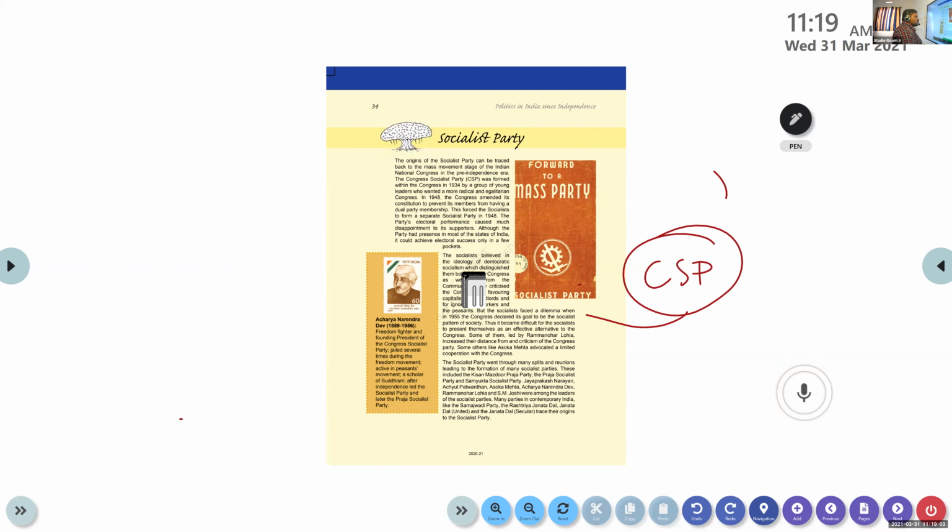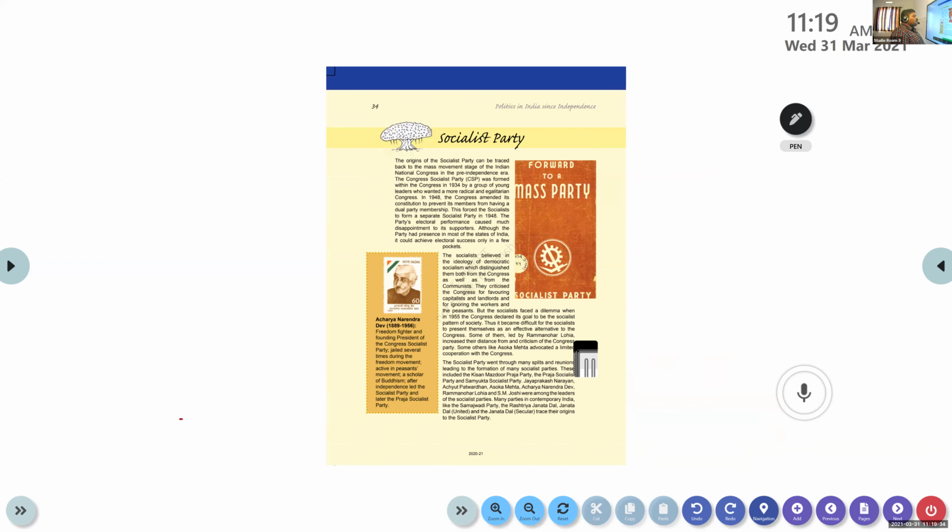But the socialists faced a dilemma when in 1955 the Congress declared its goal to be the socialist pattern of society. The Congress Socialist Party faced the dilemma. They didn't know what to do next, because of one program announced by the Congress. What is that? Congress declared that it would build a socialist pattern of society, and they were going to support a socialist society. So that created a problem for the CSP, the Congress Socialist Party.